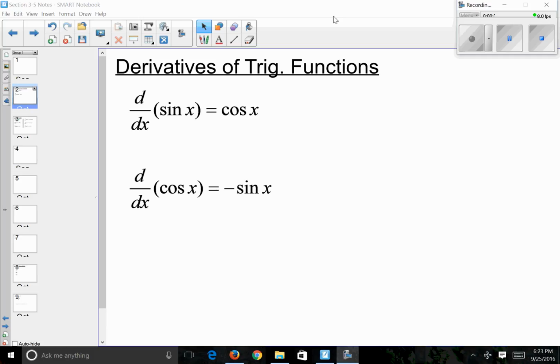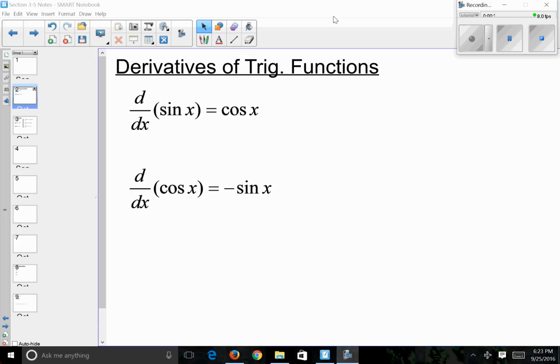So in this video, we're going to be discussing derivatives of trig functions. And to be honest with you, there are two that you really need to know. You need to know the derivative of sine, and you need to know the derivative of cosine. Derivative of sine is cosine of x, and derivative of cosine is negative sine of x. Every other trig derivative is built out of these using our rules for differentiation.